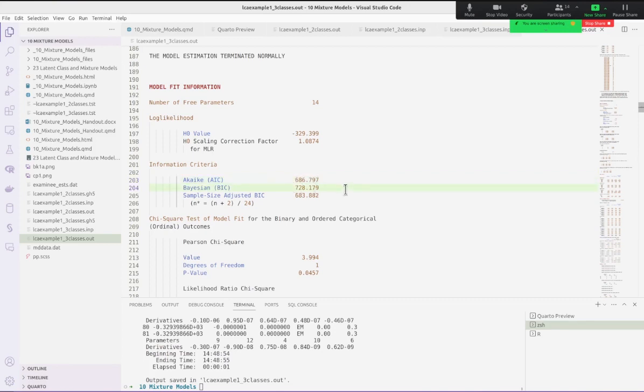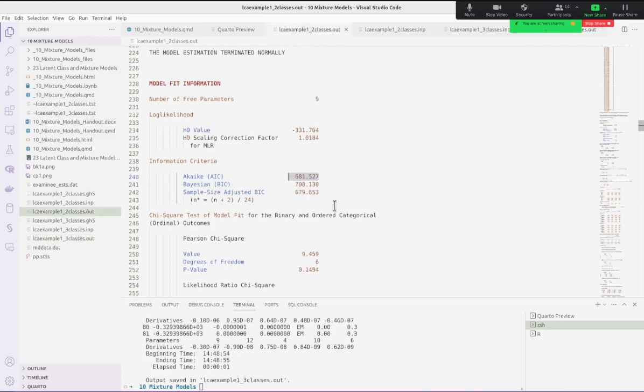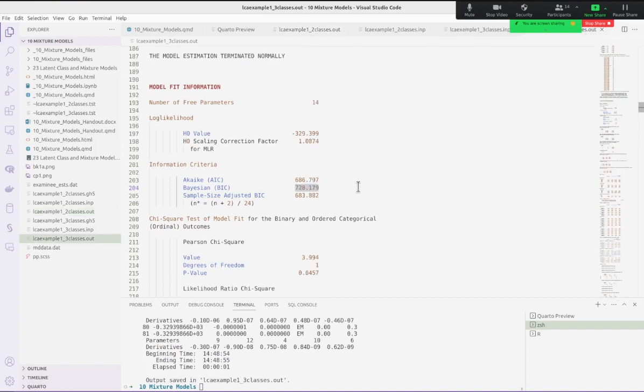For BIC, 728 for 3 classes, 708 for 2 classes. So BIC suggests 2 classes. And if we even take Mplus's number here, sample size adjusted, 679 versus 683. So all 3 suggest that we should use the 2 class model. Cool? Yes, thank you.